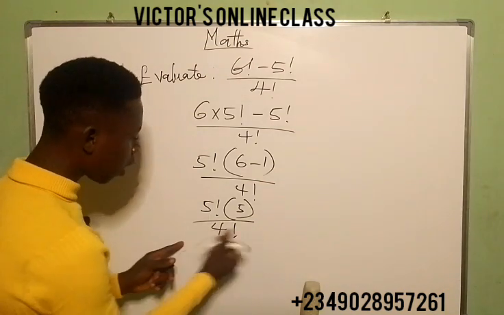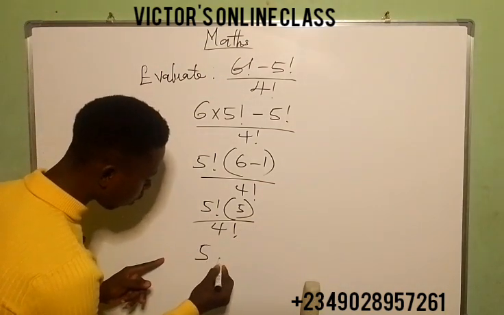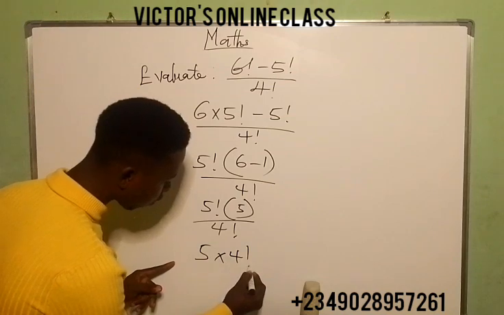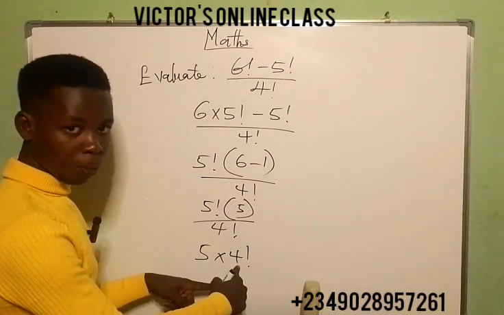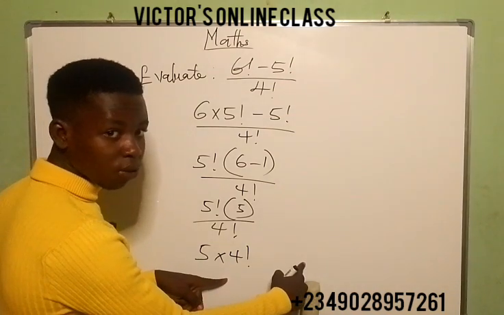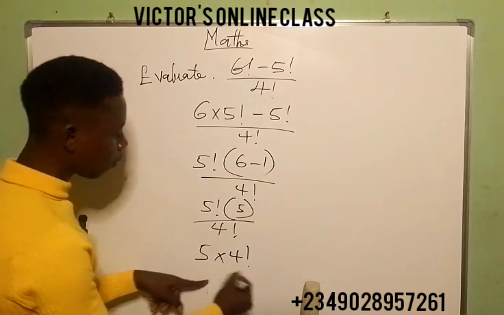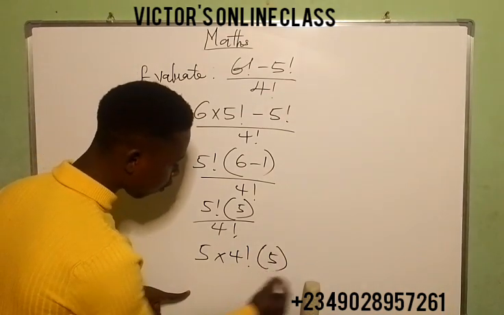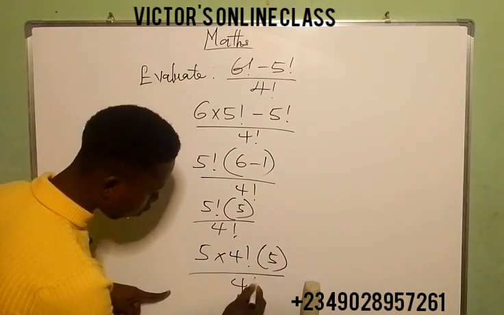Now, what you'll be doing is 5 multiplied by 4 factorial. You stop there because that is where you want to stop. You can do it down to 1, but you want to stop at 4 factorial. Now, open bracket 5 all over 4 factorial.